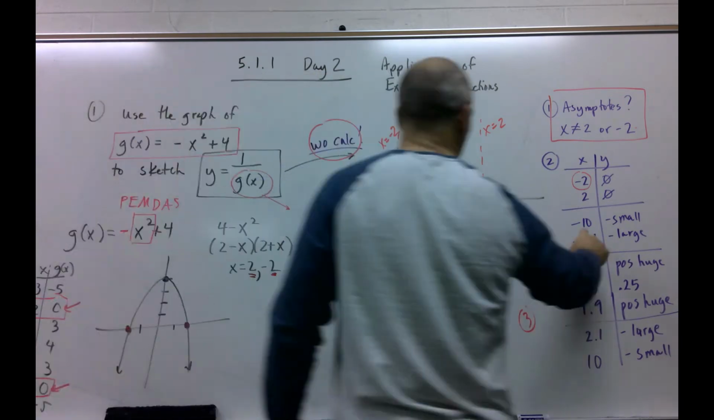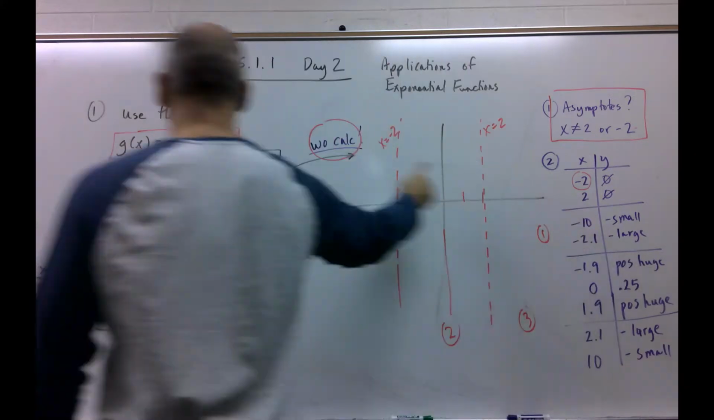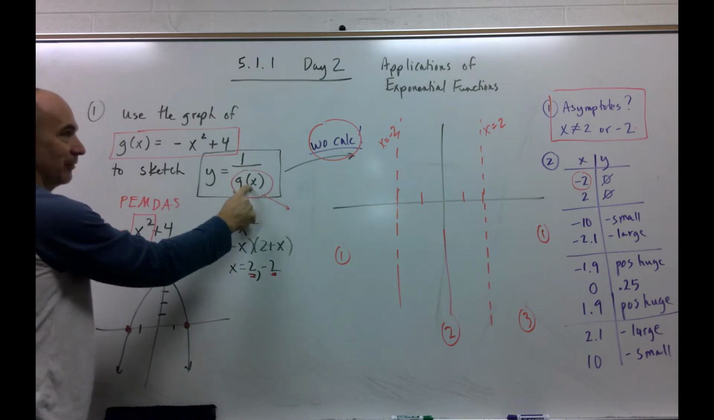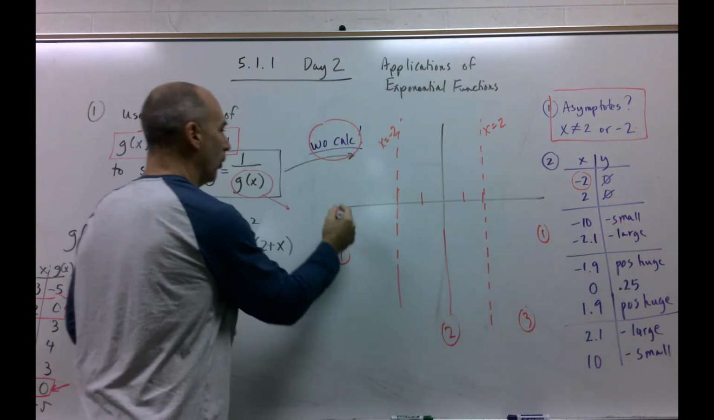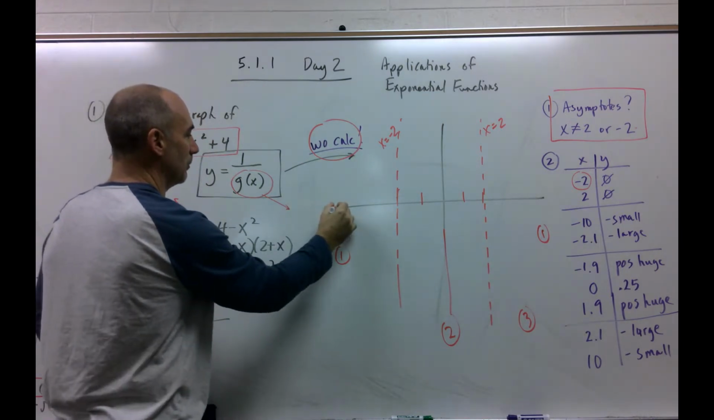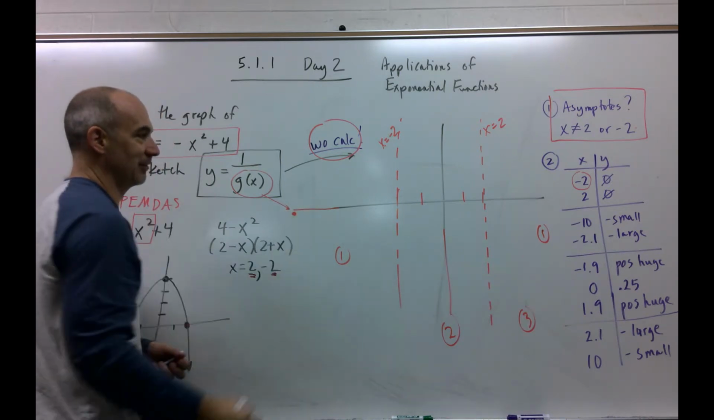It's easy to plug in negative 10. If I plug negative 10 in here, negative 10 squared is 100. That's a negative 100, plus 4 is negative 96. So it's 1 over negative 96, so I get negative small. So I know way over here, negative 10 is going to be barely underneath the x-axis.